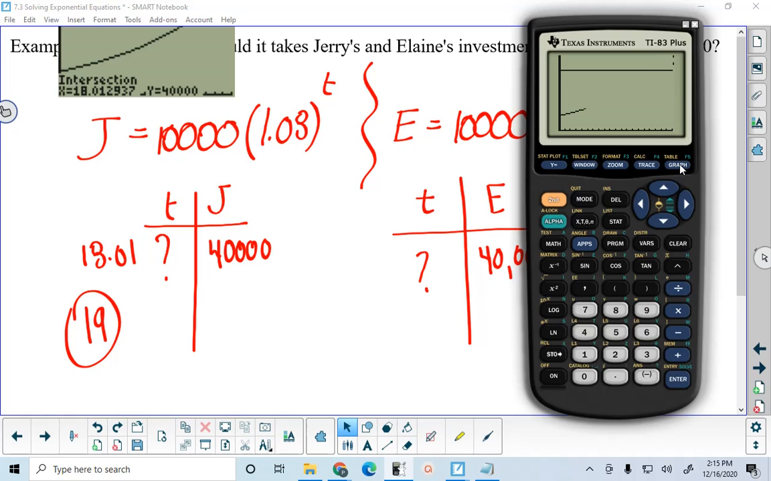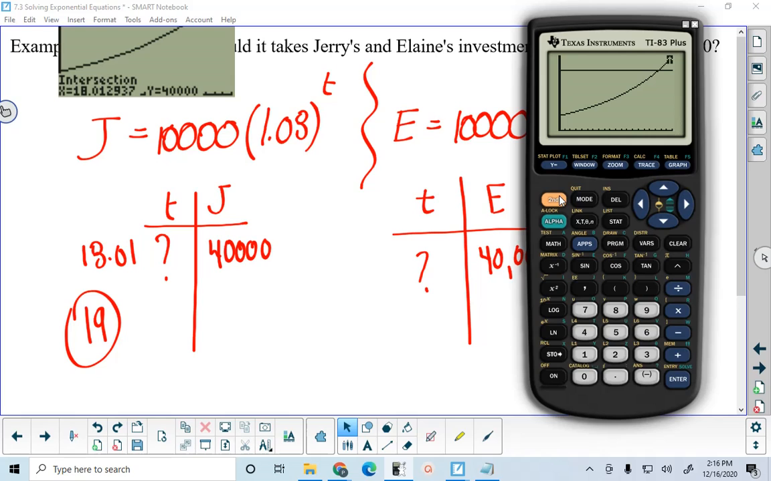Notice Elaine's is climbing quicker. I think it is. I'm going to double check to make sure I've entered it: 1.02, yeah, that looks okay. So now I find the intersection point. Well, I'll pause there. Are we okay with that graph? Are you getting a similar looking thing? Okay. I thought it would be even steeper, but that's okay.